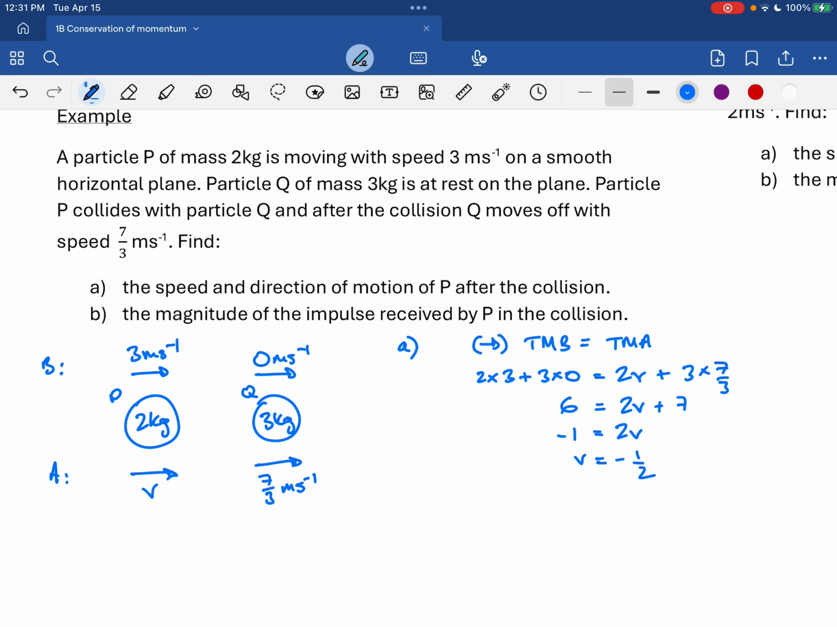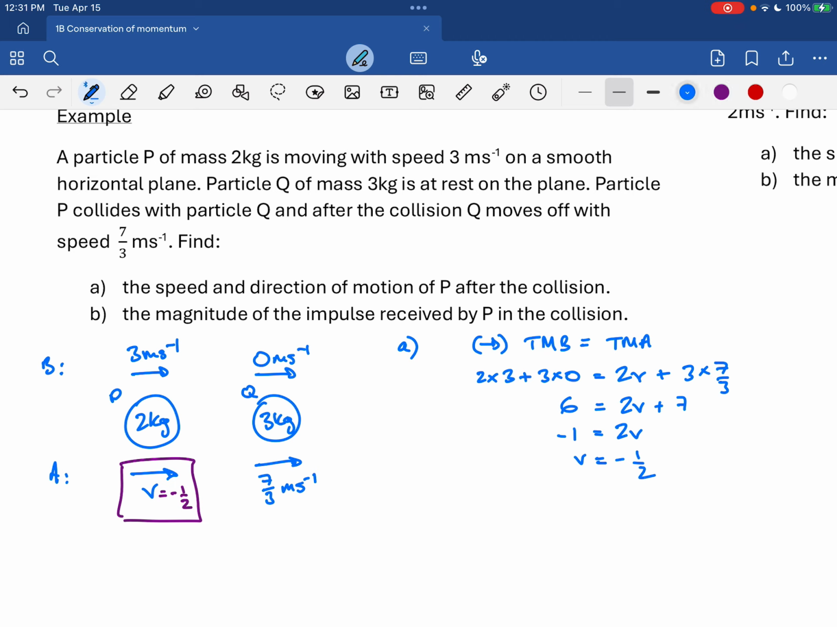So that means that this value of V is -1/2. We've been using V as moving towards Q, to the right in my diagram. With it being -1/2, that means that we guessed the wrong direction for V. In actual fact, particle P after the collision will be moving left with a velocity of 0.5 meters per second.